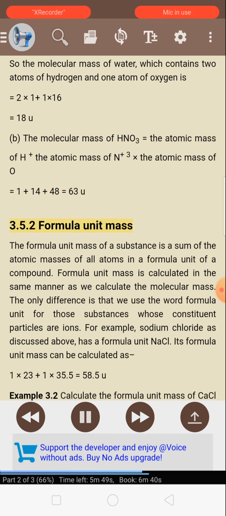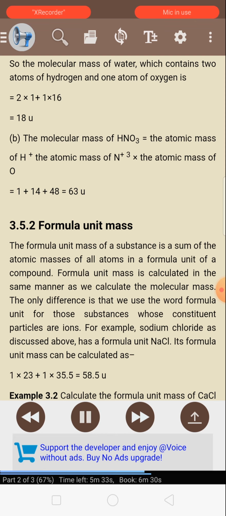3.5.2 Formula unit mass. The formula unit mass of a substance is the sum of the atomic masses of all atoms in a formula unit of a compound. Formula unit mass is calculated in the same manner as we calculate the molecular mass. The only difference is that we use the word formula unit for those substances whose constituent particles are ions. For example, sodium chloride, as discussed above, has a formula unit NaCl. Its formula unit mass can be calculated as 1 times 23 plus 1 times 35.5 equals 58.5 U.